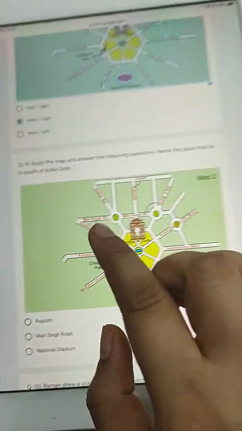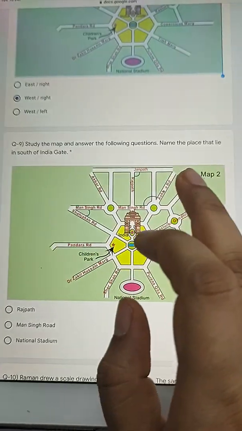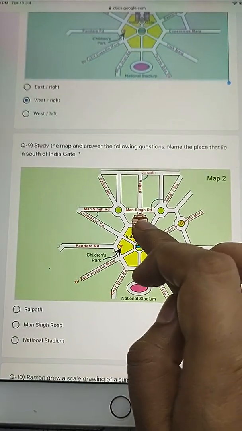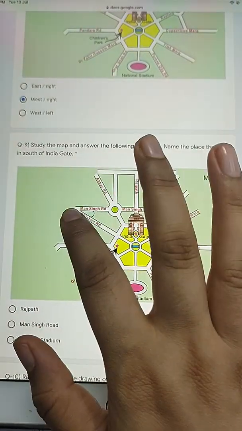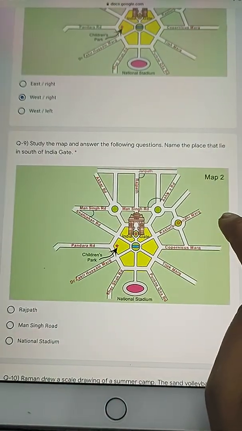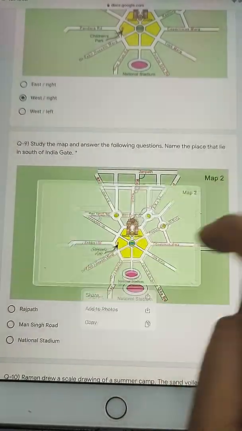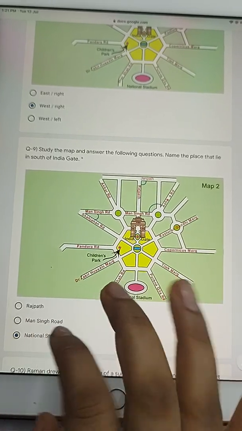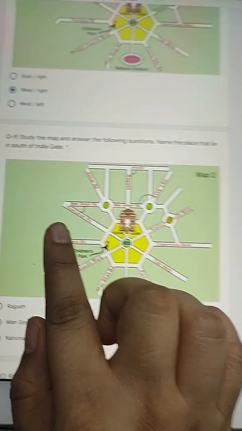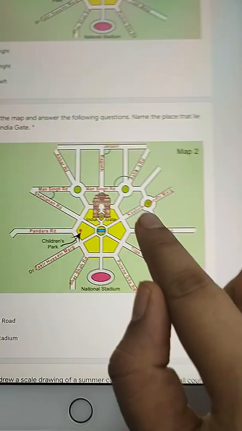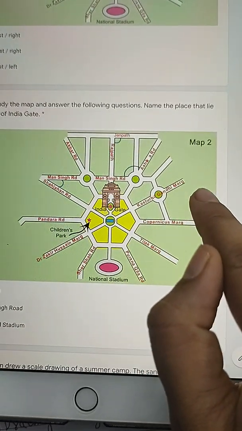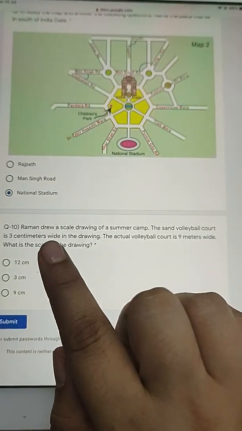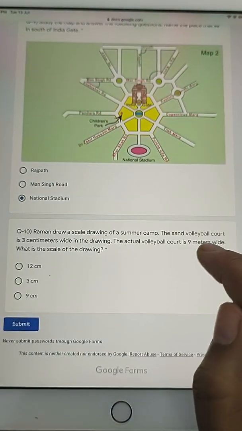Then study the map and answer the following question. Name the place that lies in the south of India Gate. This is the north, this is east, this is west, and this is the south. So National Stadium is in the south. Shahjahan Road is in the west, Kasturba Gandhi Marg is in the east, and Rajpath is in the north.